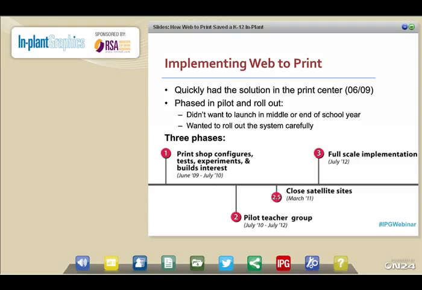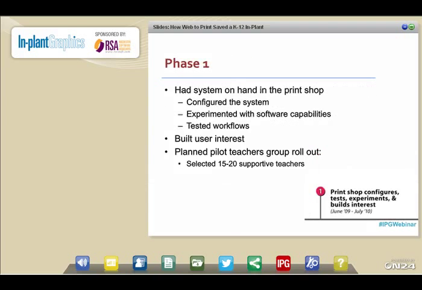So the phases kind of look like this here. We have the system on hand now, and we were able to get the system configured the way we wanted it, the way that worked best for our school district. We got to learn the front end, the back end of the system in depth. We were able to experiment with the software's capabilities. We tested our workflows. We took and built interest with all of our teachers and administrative staff.